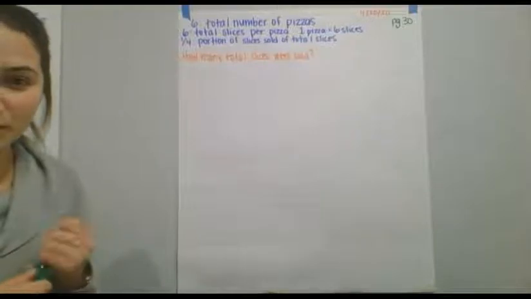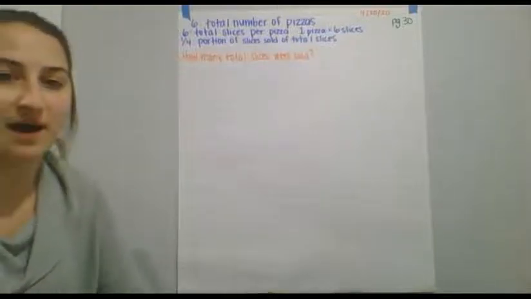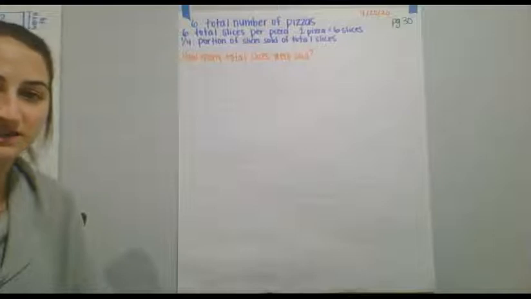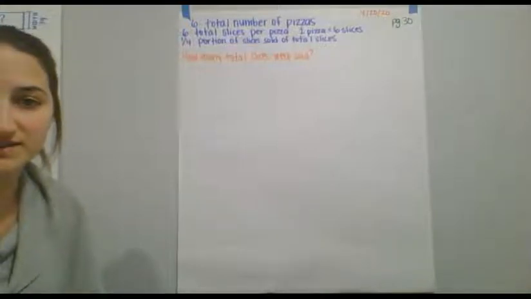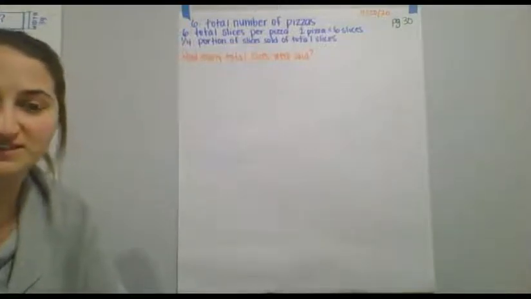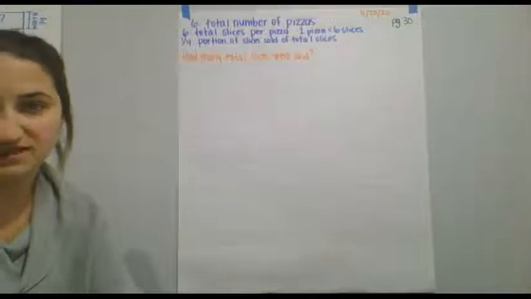All right, so at this point, you should have already solved the problem. Mrs. Babs has 6 pizzas. Each pizza has 6 slices. She sold 1/4 of the pizza slices. How many slices were left?